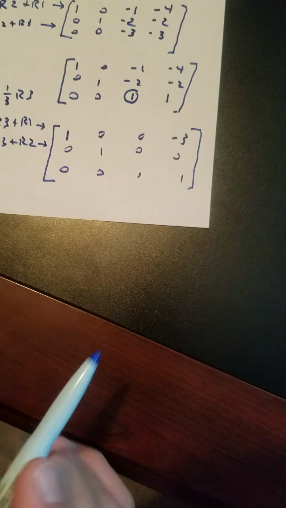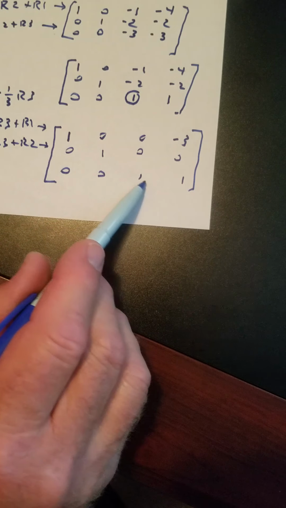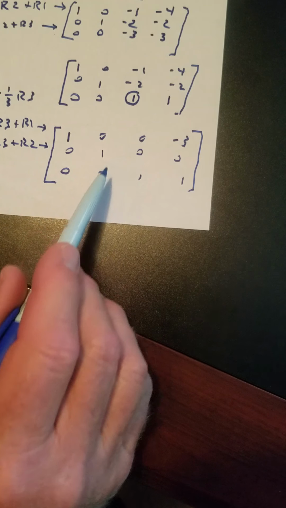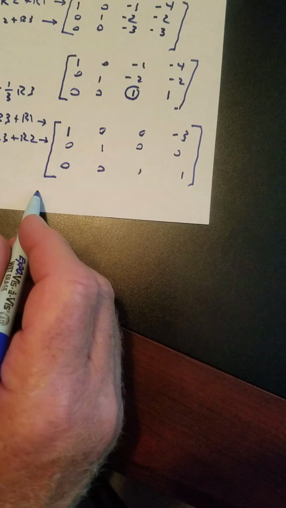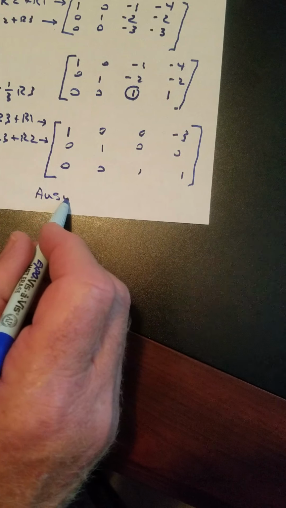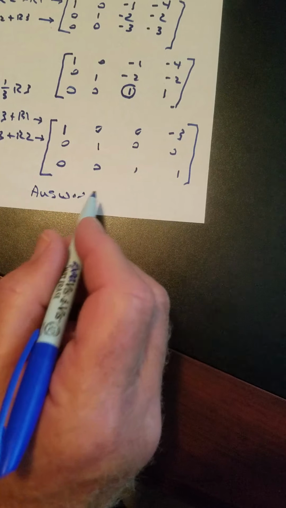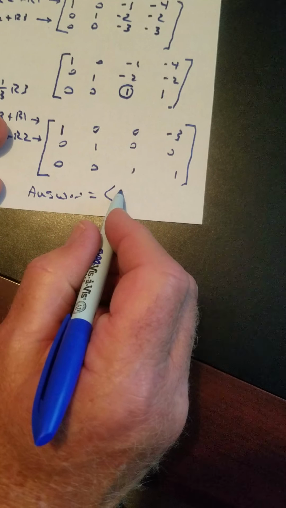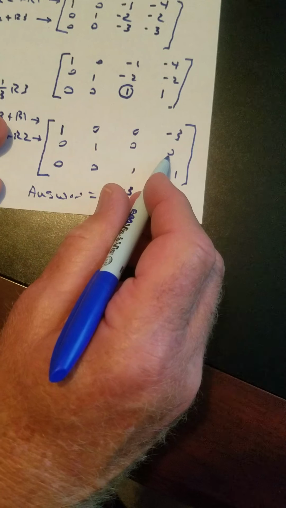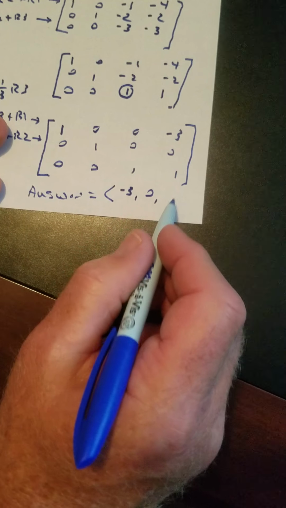Now, we're done. See how I got the 1s on the diagonal and zeros everywhere else? Those are the answers. Now, the answer on the other problem was an ordered pair. On this one, it's an ordered triple. Here's X, Y, and Z. My ordered triple is -3, 0, and 1. Or you could write out and say X equals -3, Y equals 0, and Z equals 1.